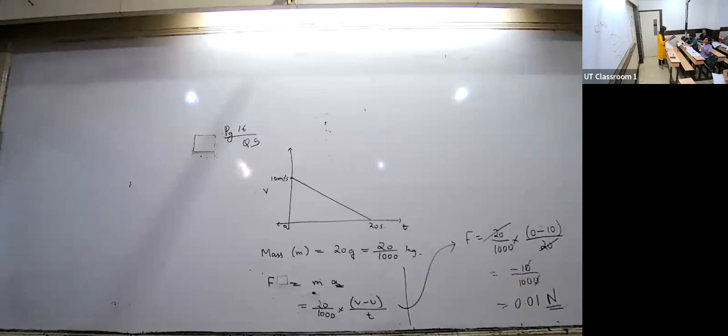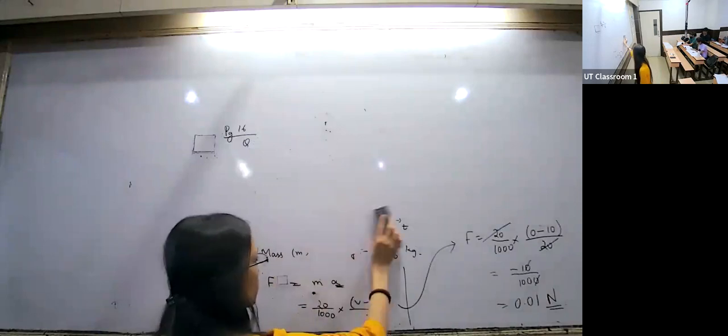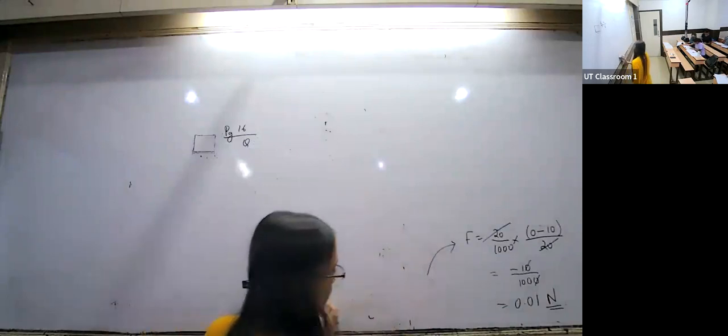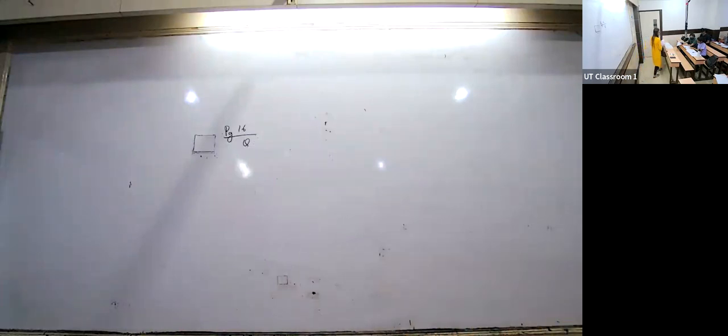Twenty-fourth question. Same page, 24th question. A body of mass 2 kg is dropped from a height of 20 meters. Find the initial momentum and also find the momentum just before it strikes the ground. Take g as 10 meters per second square.